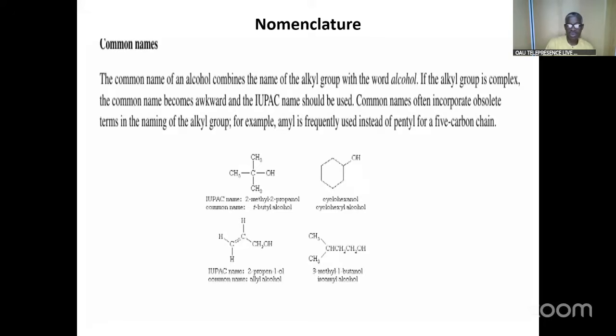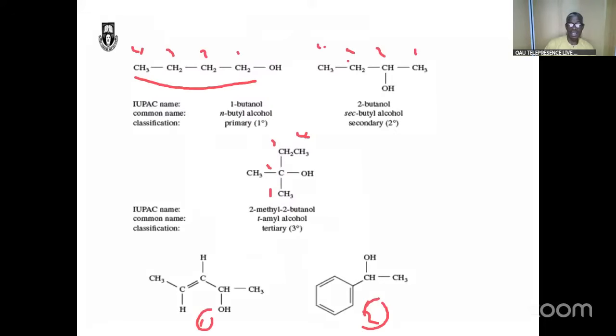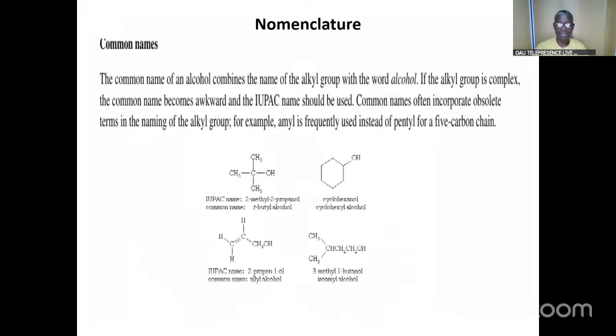An example is this one that I gave you the other time, 2-methyl-2-butanol. We can call it tertiary amyl alcohol because it has 5 carbons: 1, 2, 3, 4, 5. Tertiary amyl alcohol.